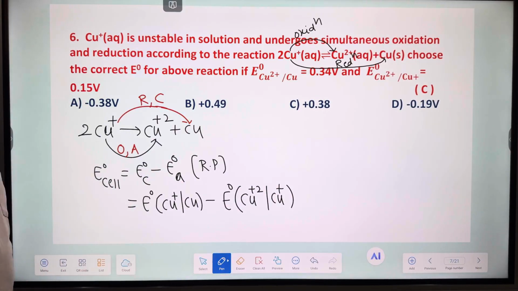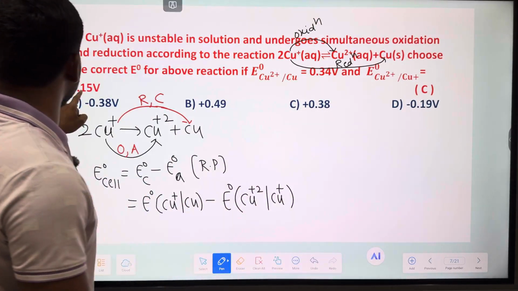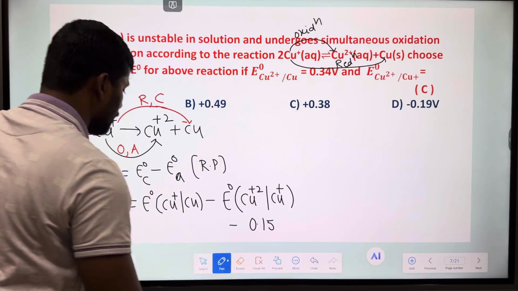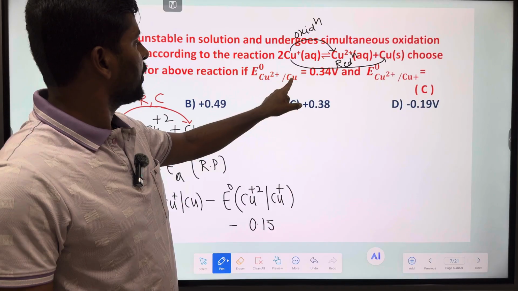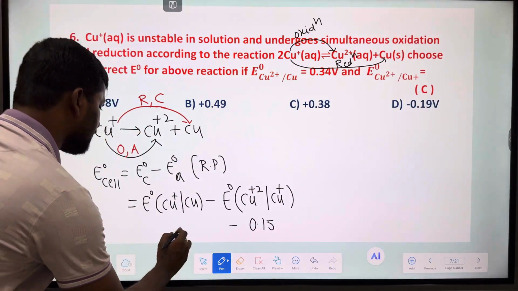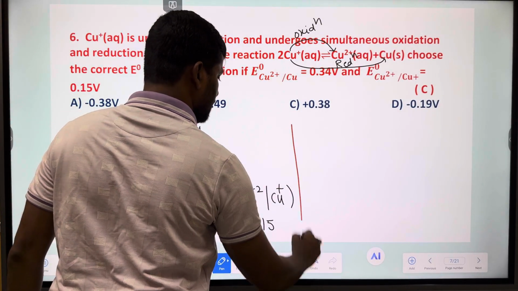We have to take reduction potentials only, and Cu2+ to Cu+ is given, that is 0.15. But Cu+ to Cu is not given. Cu2+ to Cu is given, so this one is not given, and first we have to calculate this one.